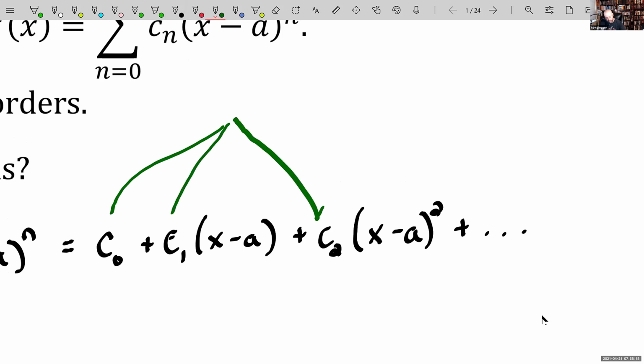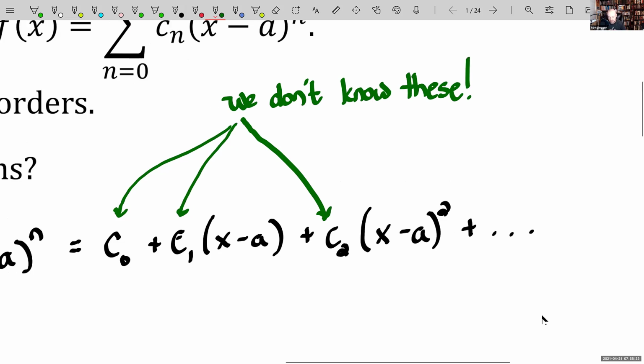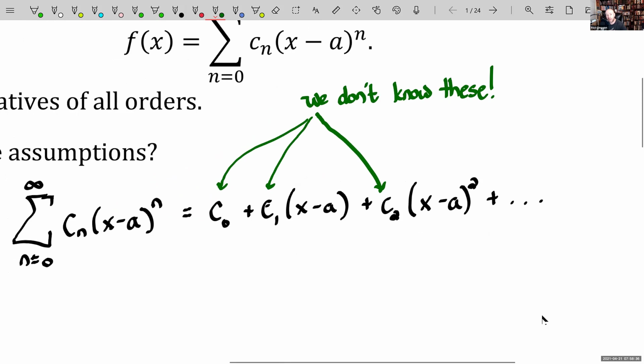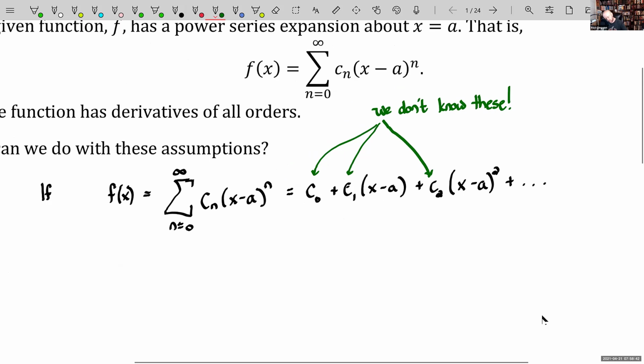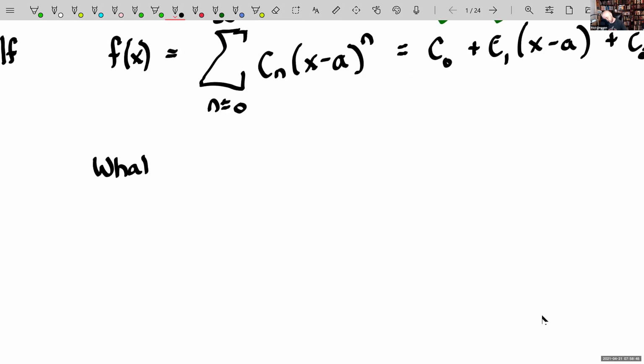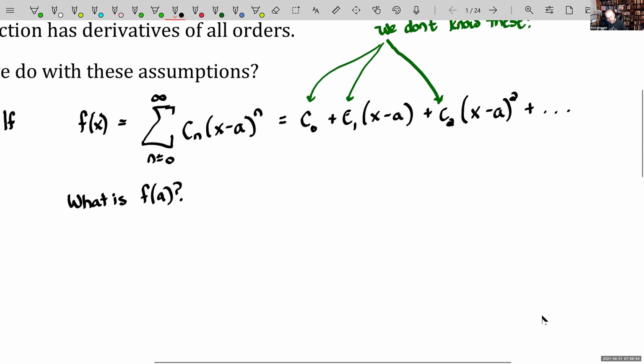All those values right there, we don't know these. These are unknown to us. But right now, and right here, we're going to find them out. One easy thing we can do is ask ourselves, what is f of a? If you take a look at that power series expansion, which we're saying right now, f has a power series and it's equal to its power series expansion, what is f at a?